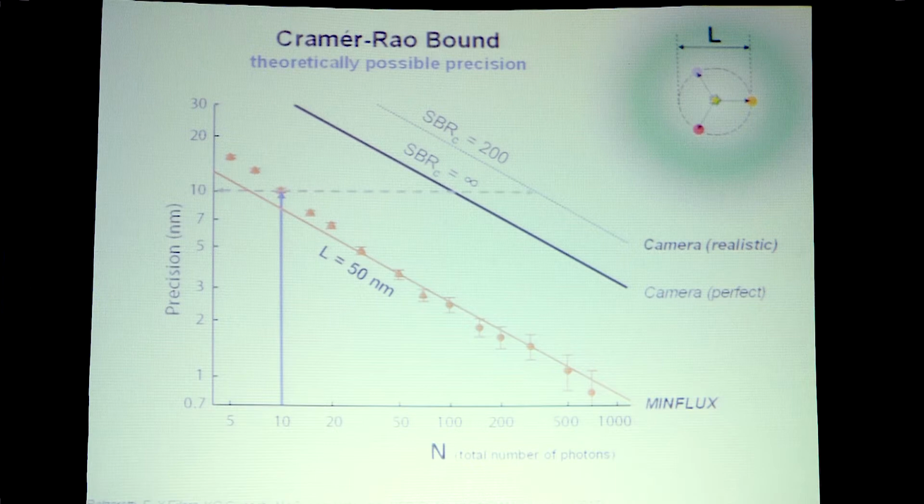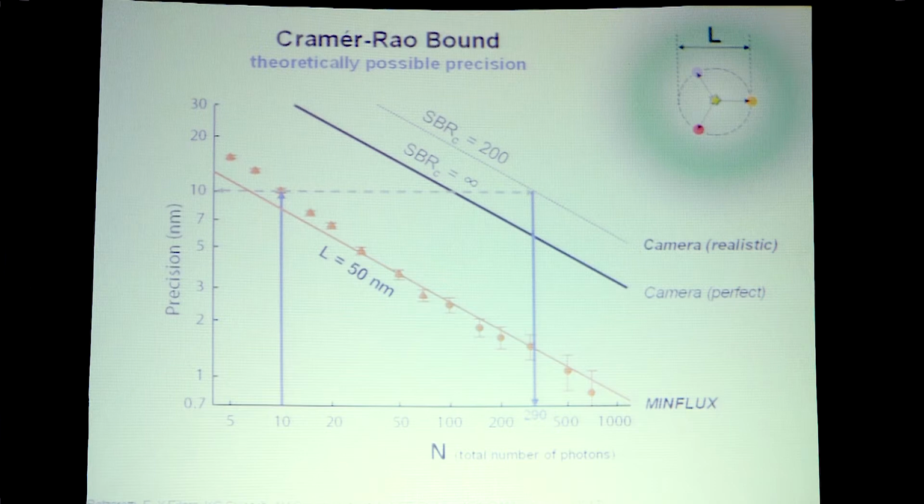With a camera, you need 290 detected photons for a signal-to-background ratio of 200. And so, again, why do we save fluorescence photons for localization? Because, to a large extent, the localization is done with the photons that come from the laser, with the green photons, by defining a coordinate in space with a donut-shaped excitation beam.